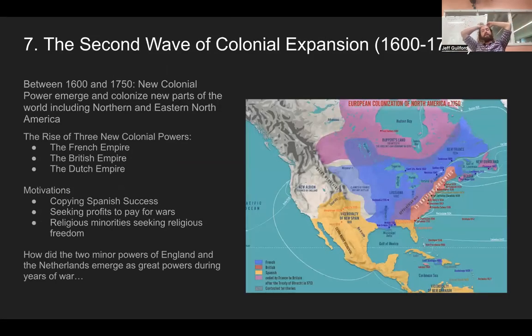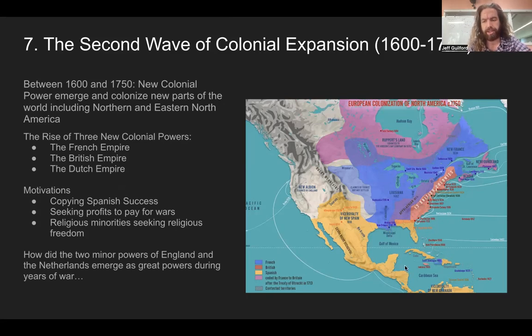So we're going to be moving forward now to talk about the second wave of colonial expansion that happens between 1600 and 1750. By 1750, this is what the map of North America is going to look like. So Spain is going to continue to claim the southwest of North America, including New Mexico and Colorado and Texas. The British are going to claim the entire East Coast, as well as parts of Canada. And the French are going to claim this big swath of territory that goes through Canada, through the Great Lakes, and then down the Mississippi to New Orleans.